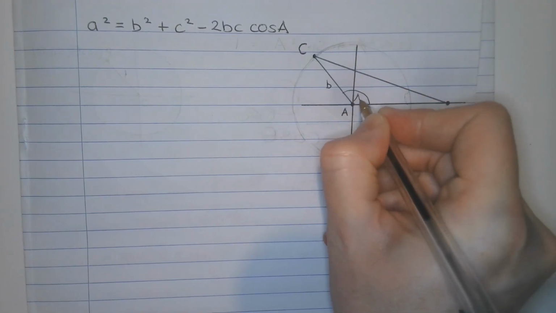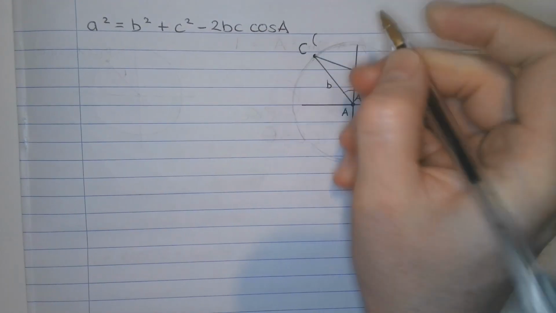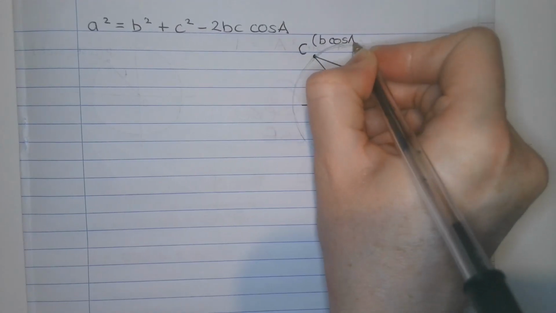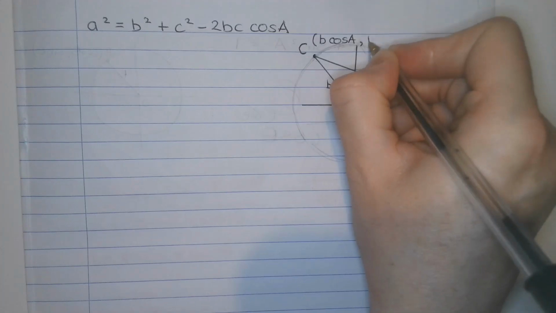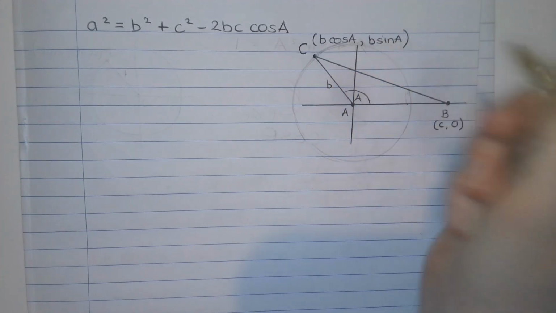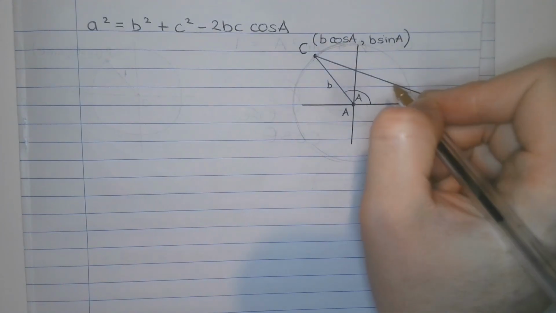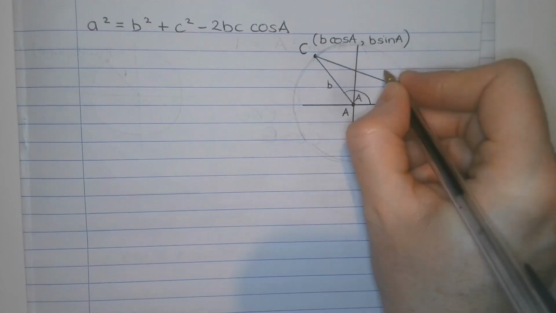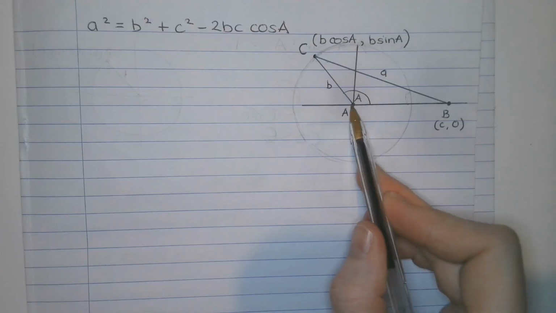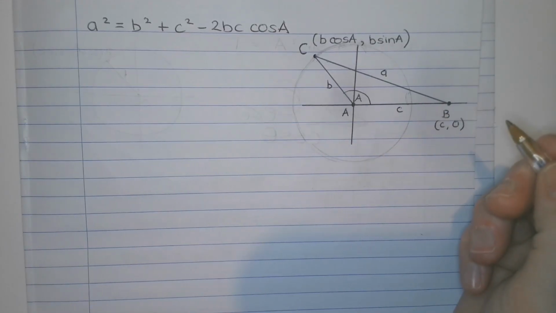This is my angle A. This length here is b. What we can call the point C is b cos A, b sine A. We can label our side BC as lowercase a, and we already know that AB is lowercase c in length.